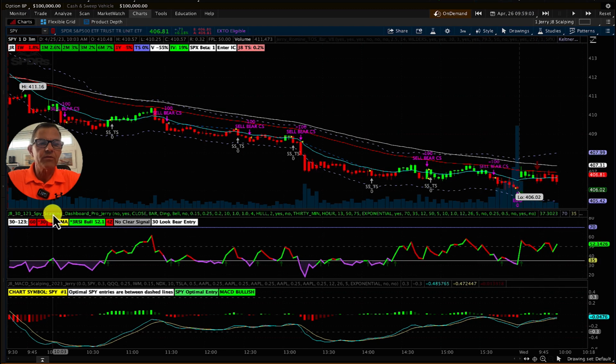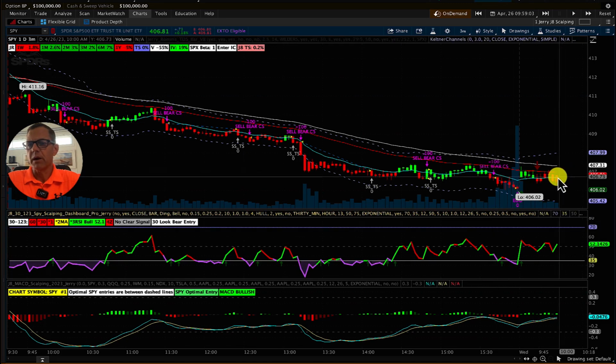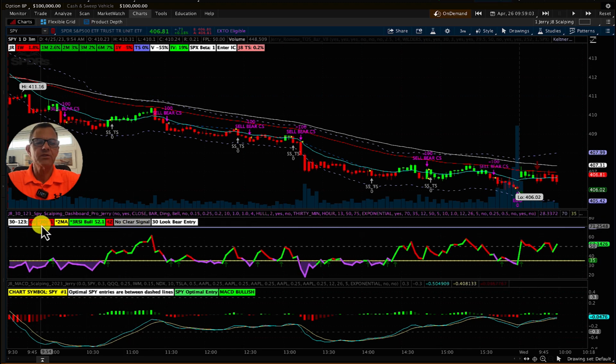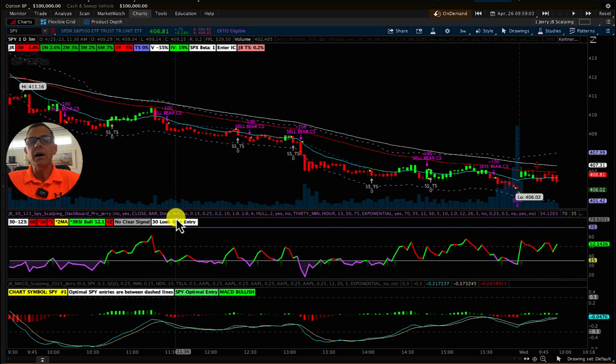Next up, we've got the dashboard, and this is where the magic happens. And what we're looking for is the 30, 2, and the 3, and all of them have asterisks. We want them all to be aligned to the same color. So right now, our 30-minute trend is bearish. Our 3-minute trend is bearish, and that's these candles right here. Our moving averages is telling us a caution right now. They're not set up the way we want, and our RSI is currently bullish. So right now, we've got no clear signal, and that's because these four items are not aligned. But we are looking for a bear entry, and that's based on this little dot right here on the 30 being red. And then at the bottom, we've got the MACD scalping, and our optimal SPY entries are between the dashed lines.